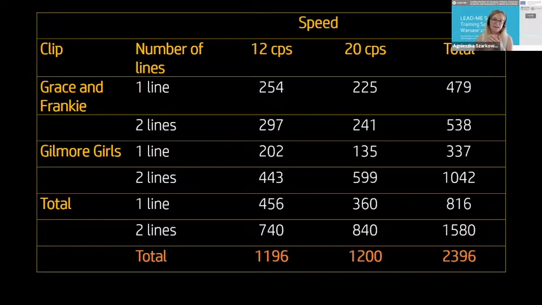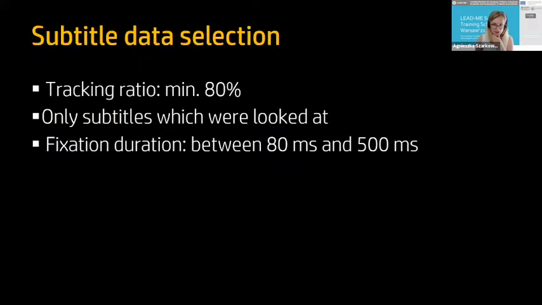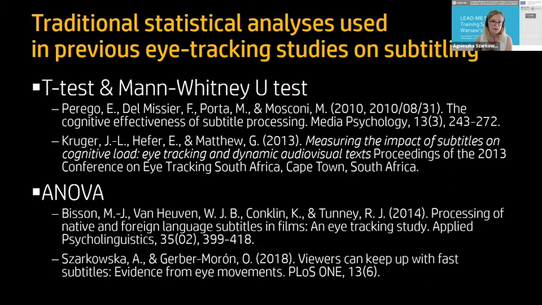So for another analysis, you remember we had one row per participant per condition, but here for linear mixed effects models that Breno is going to explain, we had more data. So our row of data was one subtitle, and I have a screenshot of this soon. Very briefly, the data selection procedure: the tracking ratio we accepted was anything above 80%, and we only analyzed subtitles which were actually looked at, right? So we didn't analyze subtitles that were skipped, and the threshold for fixation duration was between 80 and 500 milliseconds. And of course it's a bit arbitrary, but still.